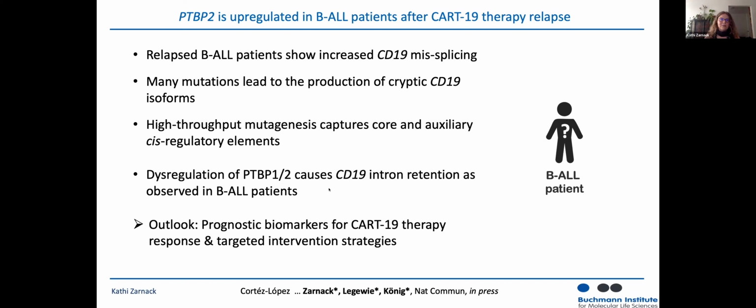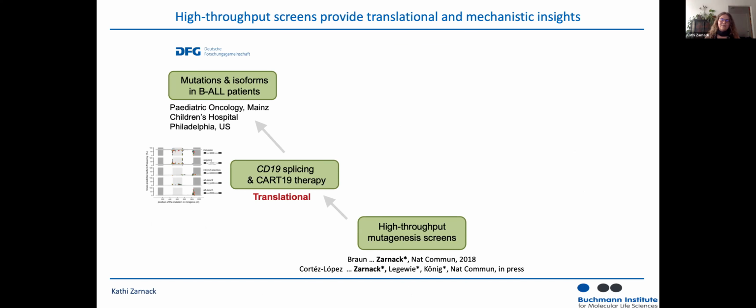that we see in these BOL patients. And of course, this is what we would also like to follow up in future analysis. And with this, I think that these high throughput screens like we do here can be a nice way, like I also showed you, to learn more about a specific splicing event, like here, the CD19 splicing in CAR-T19 therapy. And that's of course something that we want to follow up now in patients.